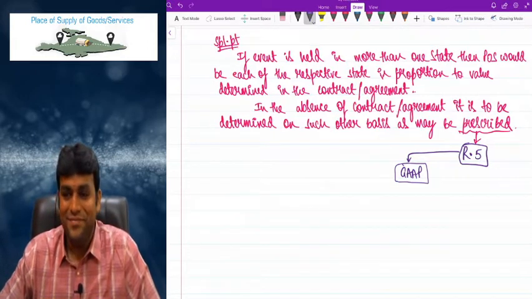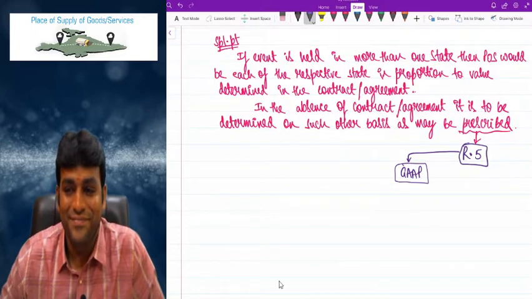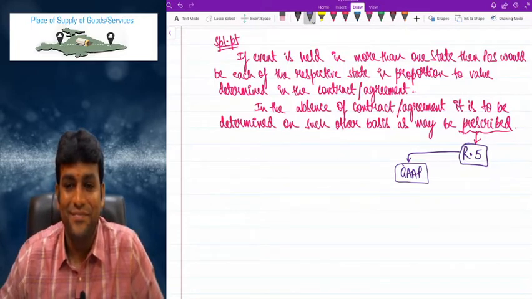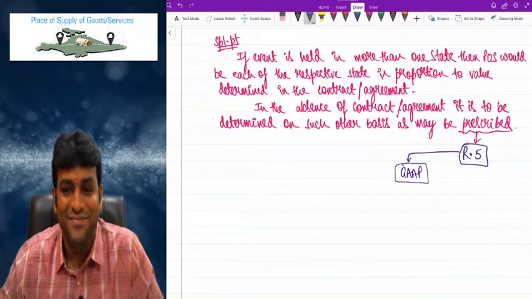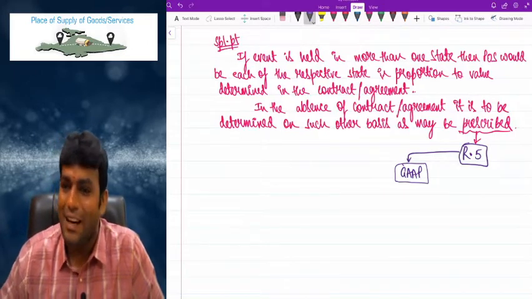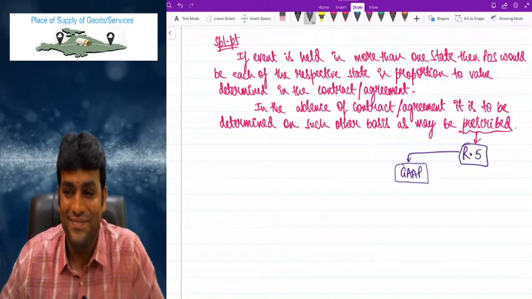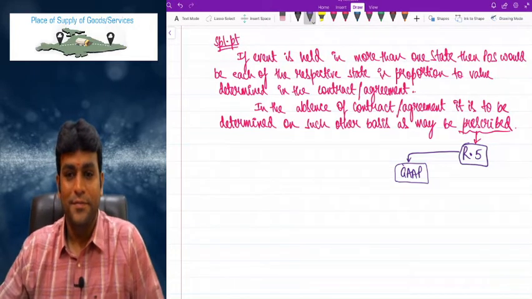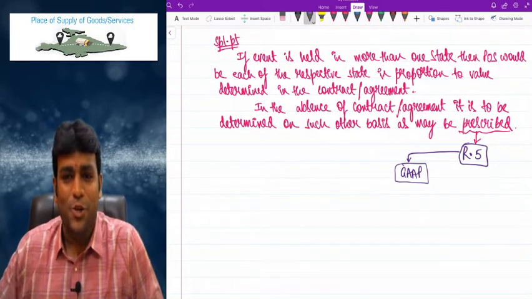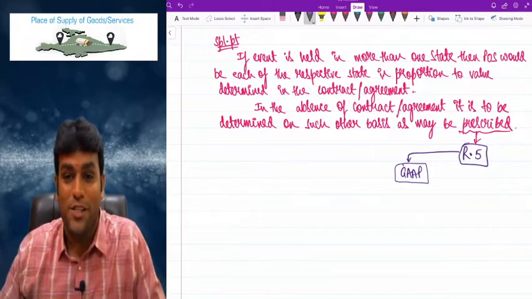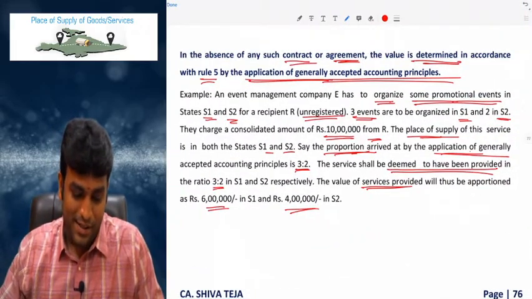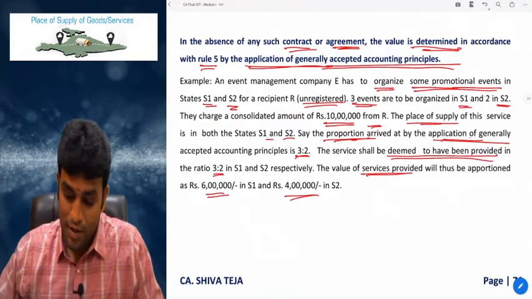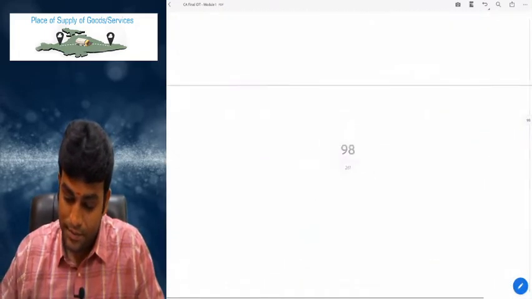Done? Clear? Can I move forward? Let me proceed. So now let's look at some interesting questions on the concept of 12.7. So let me move forward to the questions.